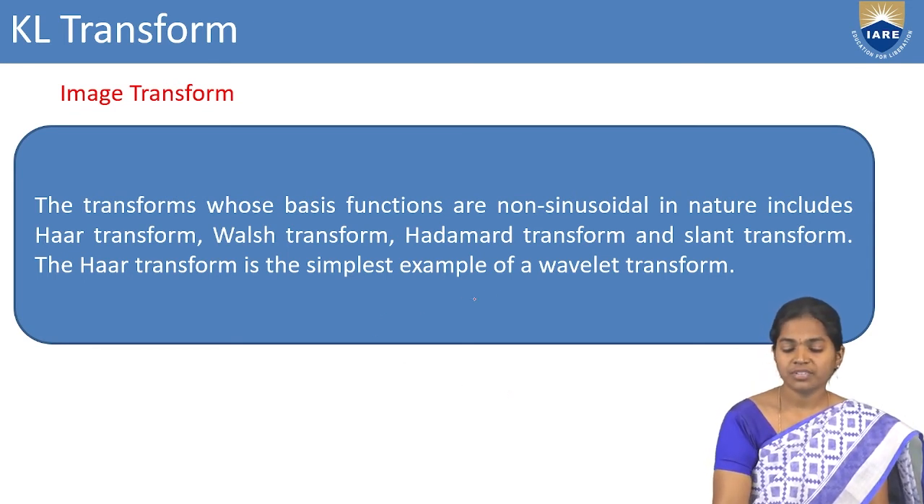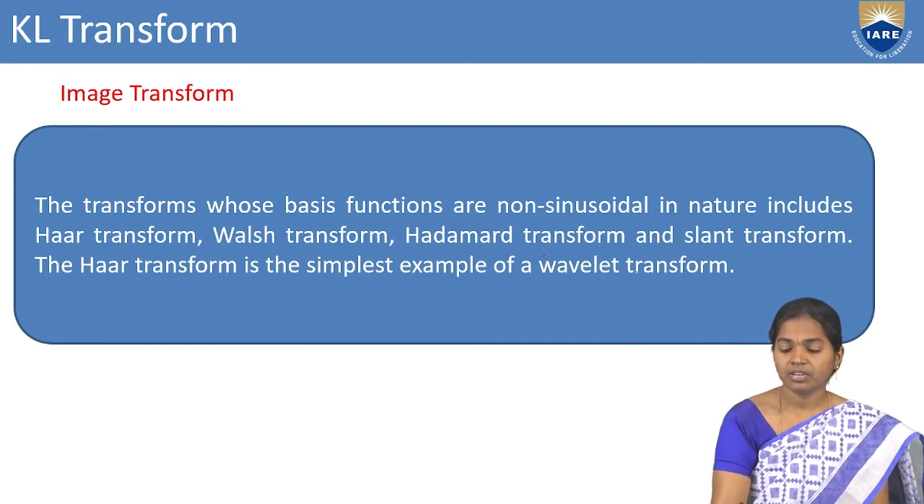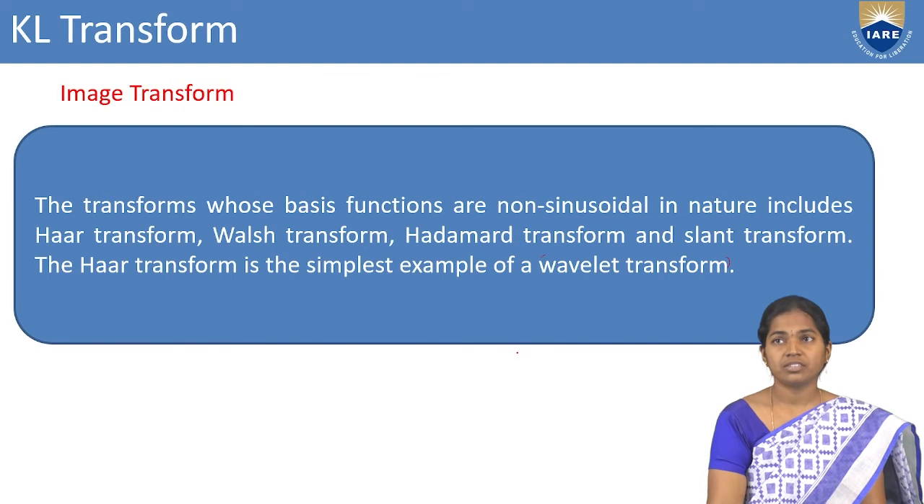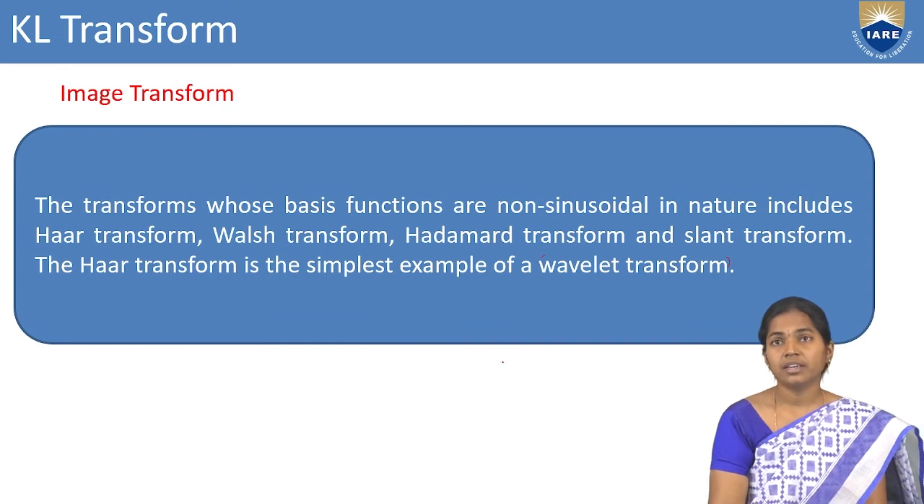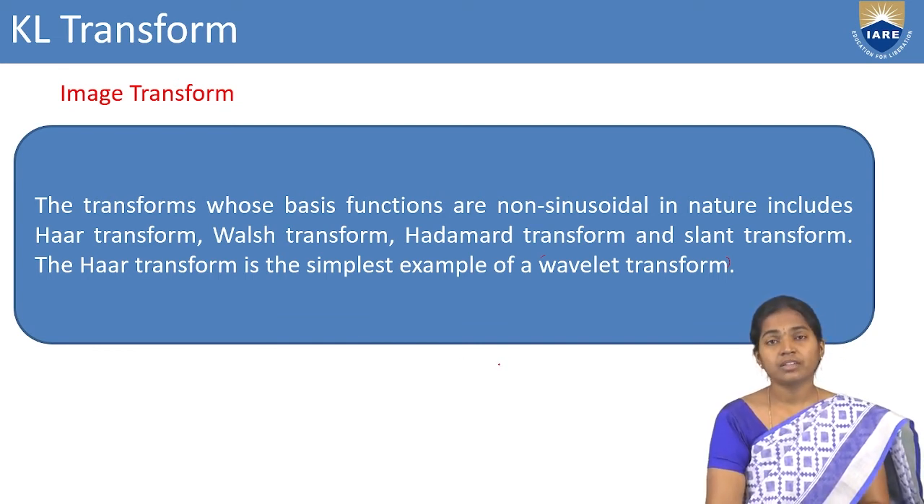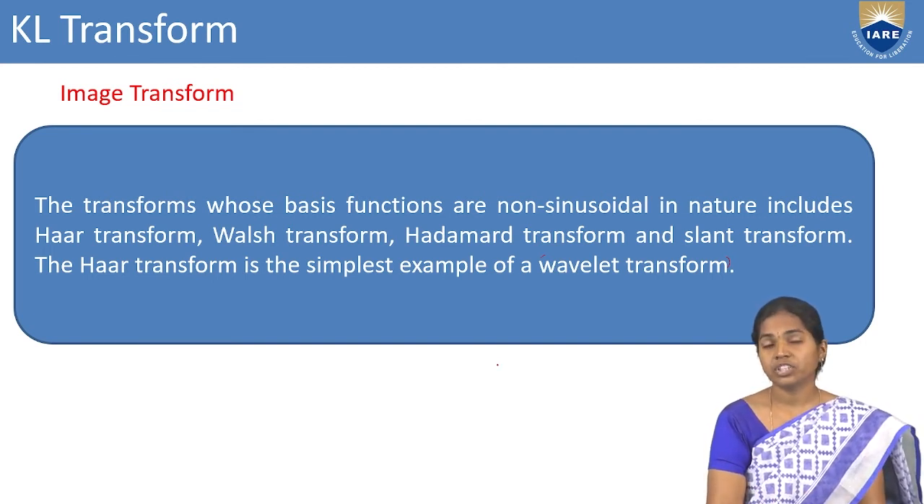Here Hart transform is the simplest example of a wavelet transform. Wavelet transform is not in our syllabus, but up to here Hart transform, Walsh transform, Hadamard transform, and slant transform are there. So in Hart transform, how to find the coefficient values?